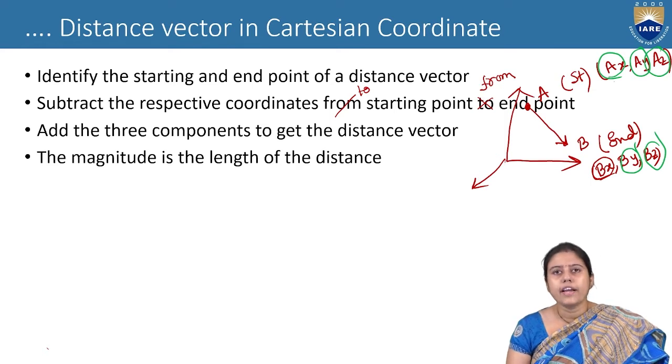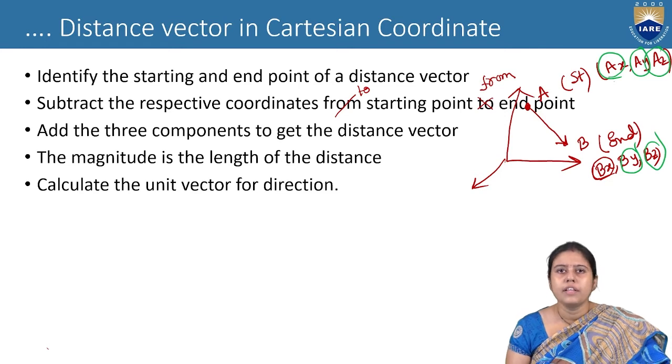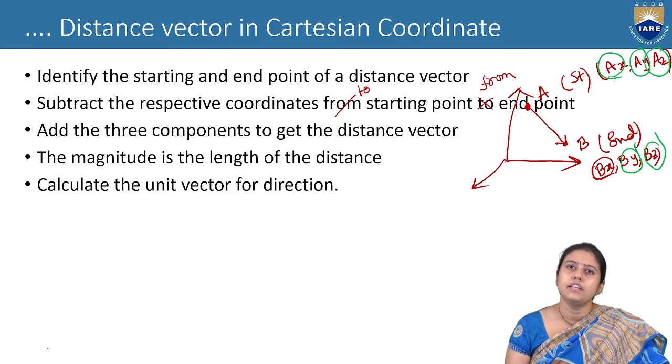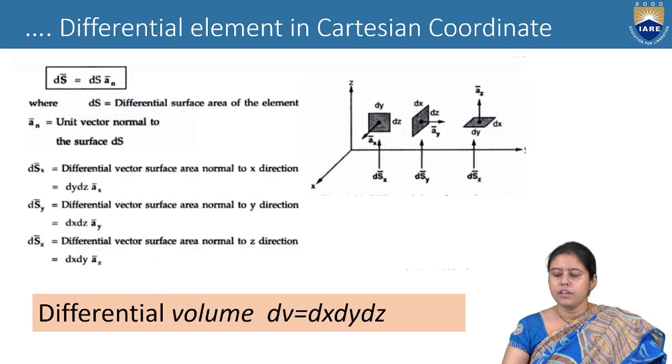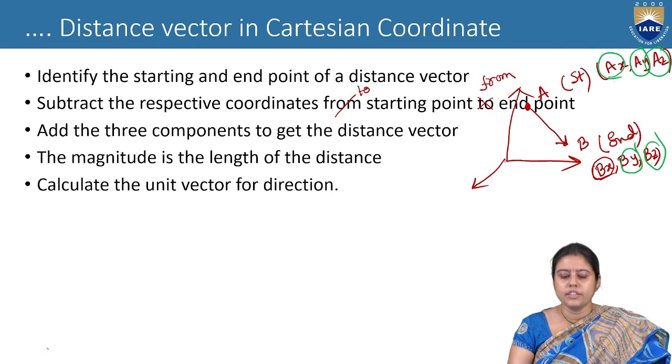Then the magnitude of the line is the length of the distance, and we have to calculate the unit vector to understand the direction of the line. So let's do one small problem on this.